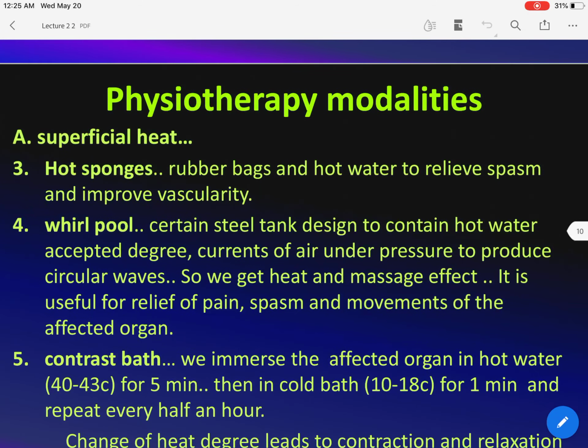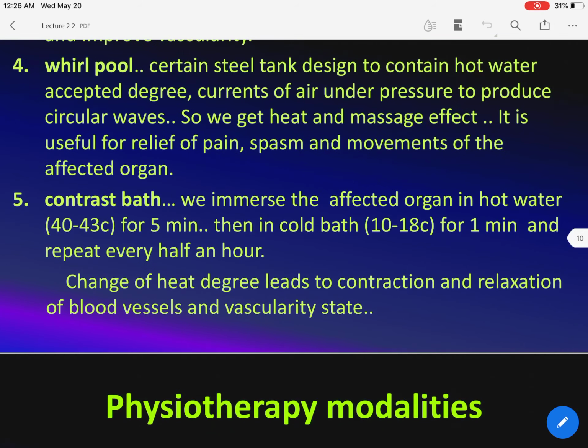The third one is the hot sponge. The fourth one is the whirlpool. Clear, hot sponge means local heat. Whirlpool means water: a steel tank designed to contain hot water at an accepted degree, with currents of air under pressure to produce circular waves. So we get heat and massage effect. It's useful for relief of pain, spasm, and movements of the affected organ.